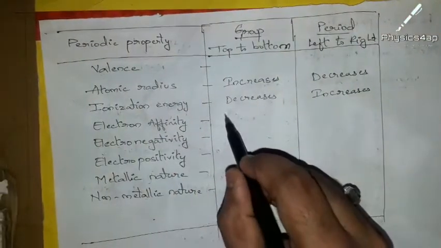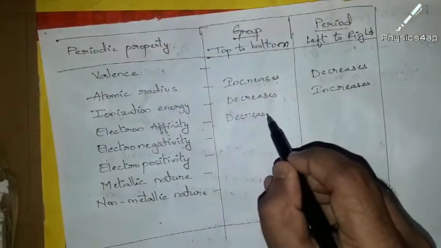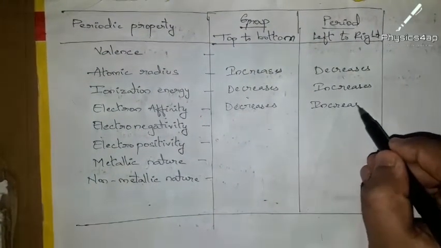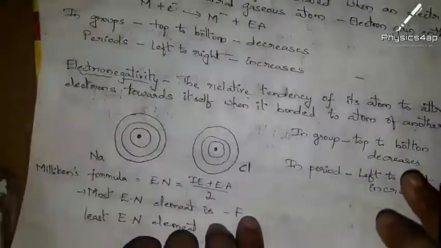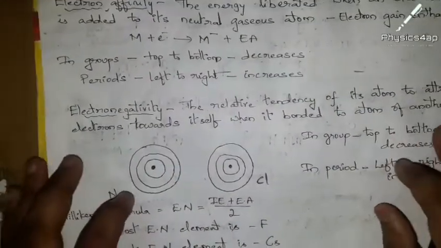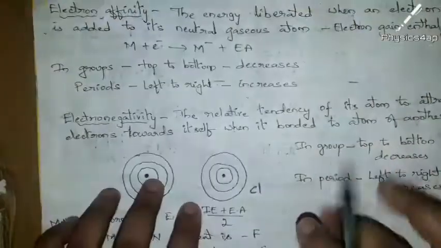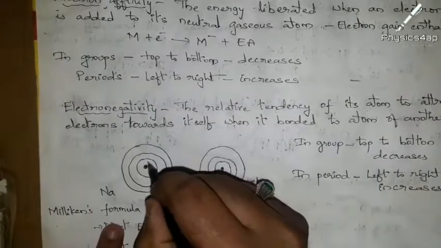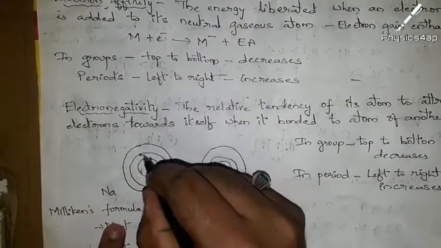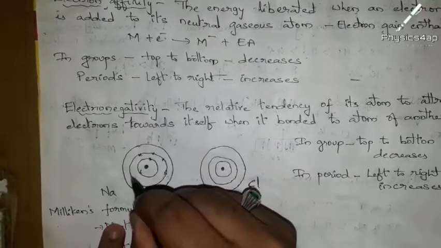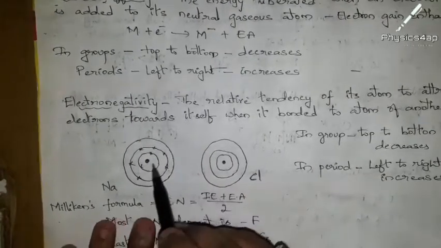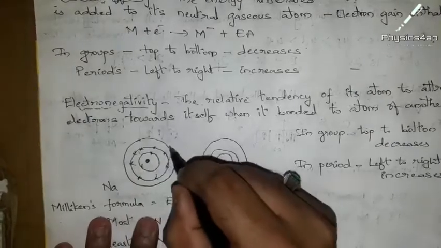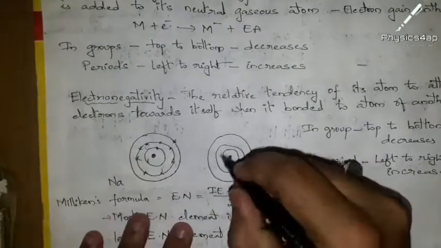And next, coming to electronegativity. Electronegativity is nothing but the tendency of an atom to attract an electron towards itself when it is bound to another element. Let me show you the same example, so it will be easy for you. Take a sodium atom, 1 2 3 4 5 6 7 8, and here we have one electron, which is the 11th electron. The same for chlorine, 1 2 3 4 5 6 7 8, and 1 2 3 4 5 6 7.